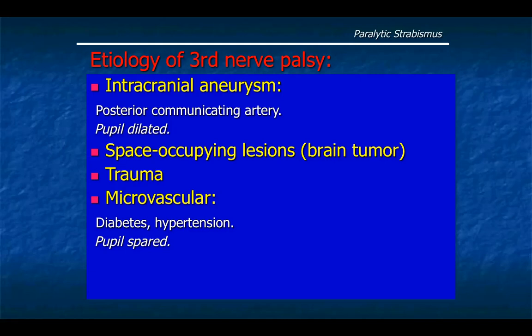Other causes of third cranial nerve palsy are a space-occupying lesion like a brain tumor, trauma to the nerve, or microvascular diseases like diabetes or hypertension. And these affect the microvasculature of the nerve. So the pupil in this case is spared because the fibers supplying the pupil are on the outer part of the nerve, and diabetes and hypertension affect more the inner part of the nerve. So if the pupil is dilated, this points to a space-occupying lesion like an aneurysm or a tumor. If the pupil is spared, normal pupil, the cause is probably diabetes or hypertension.